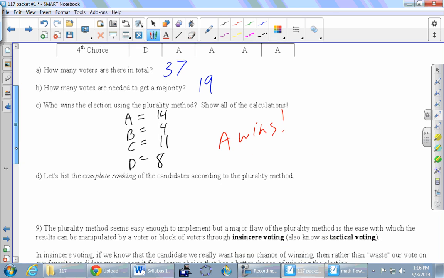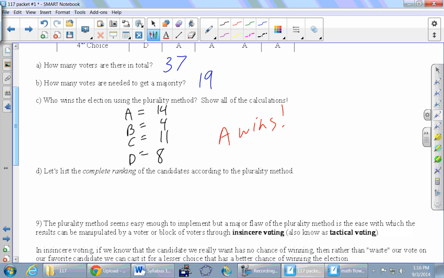Okay, part D talks about listing the complete ranking, which means we're not just looking for who won, but we also want to know who was the second, and who was the third, and who was last. It's a very natural way to do this. Well, we say A is the best, that's easy, but who do the voters like second best?